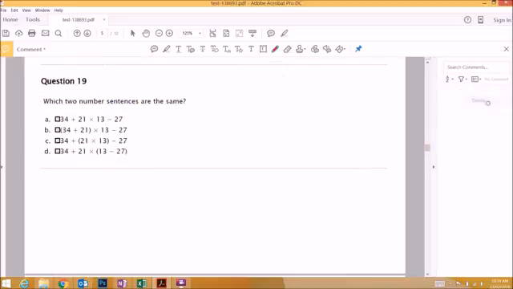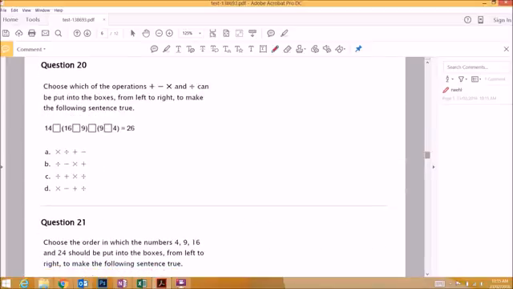Question 19. Which 2 number sentences are the same? So let's have a look. 34 plus 21 times 13 minus 27. Okay, so order of operations would say that you have to do that first. Which means that I can see already this one and this one are going to be the same, because in this one here the bracket says that we need to do this first, which makes them the same.